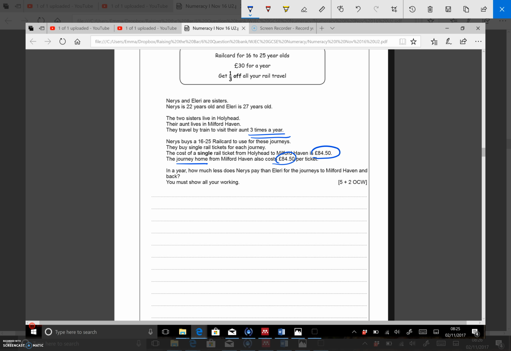Now, Larry doesn't have a rail card. Okay, so she's just having the cost of 6 single tickets. Which will be 6 lots of £84.50.